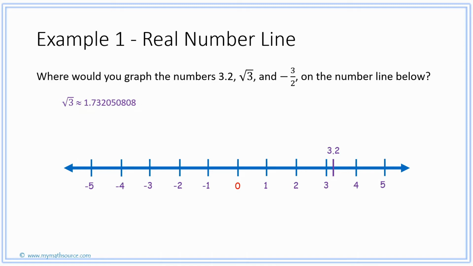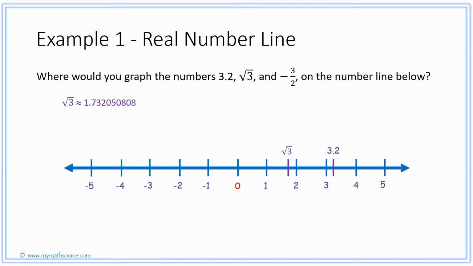So what you want to do here is to round that number to 1.7-ish, and then you can decide where to put the number. 1.7 is in between 1 and 2. It's more than halfway, so you want it a little bit closer to the number 2. And you rewrite the number in its original form, so square root 3.